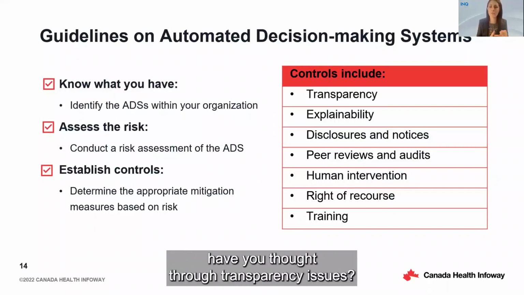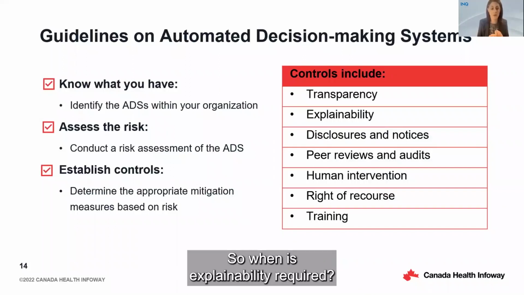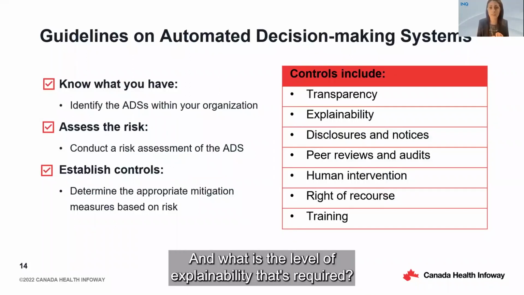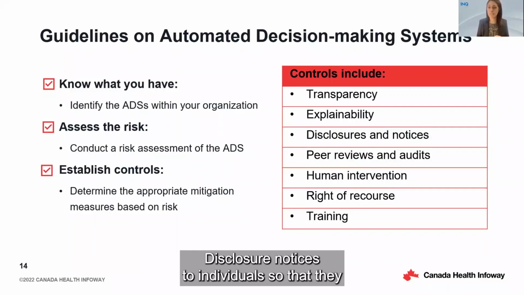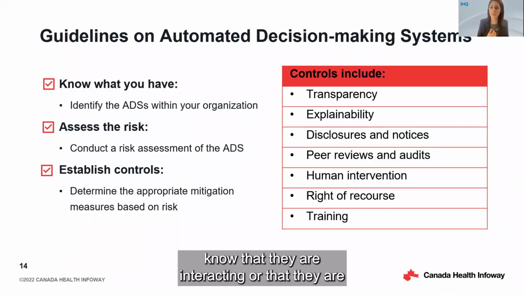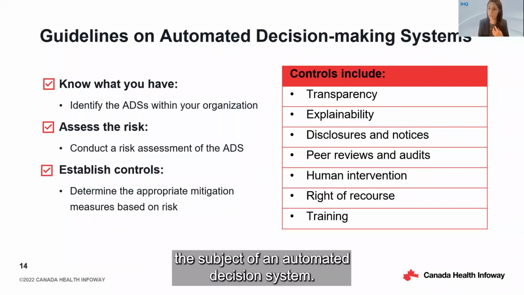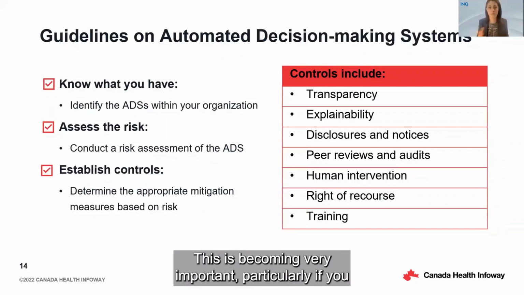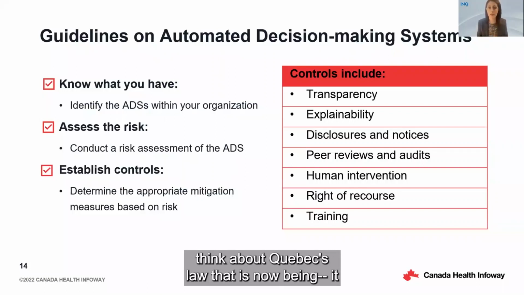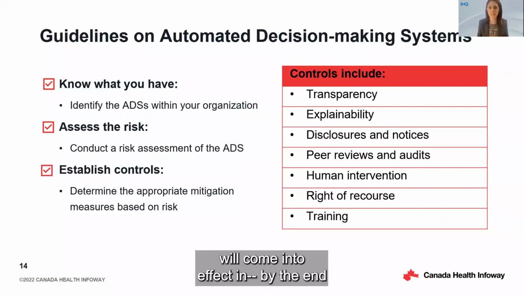And some of the guidelines around making decisions and putting controls in place for automated decision systems include, have you thought through transparency issues? Have you thought about explainability? So when is explainability required, and what is the level of explainability that's required? Disclosure notices to individuals so that they know that they are interacting or that they are the subject of an automated decision system. This is becoming very important, particularly if you think about Quebec's law that will come into effect by the end of the year, or at least parts of it.